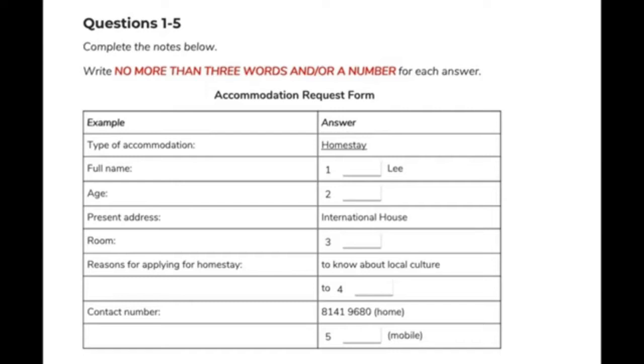Right. Tell me your contact number. My home number is 81419680 and my mobile phone is 75863344.